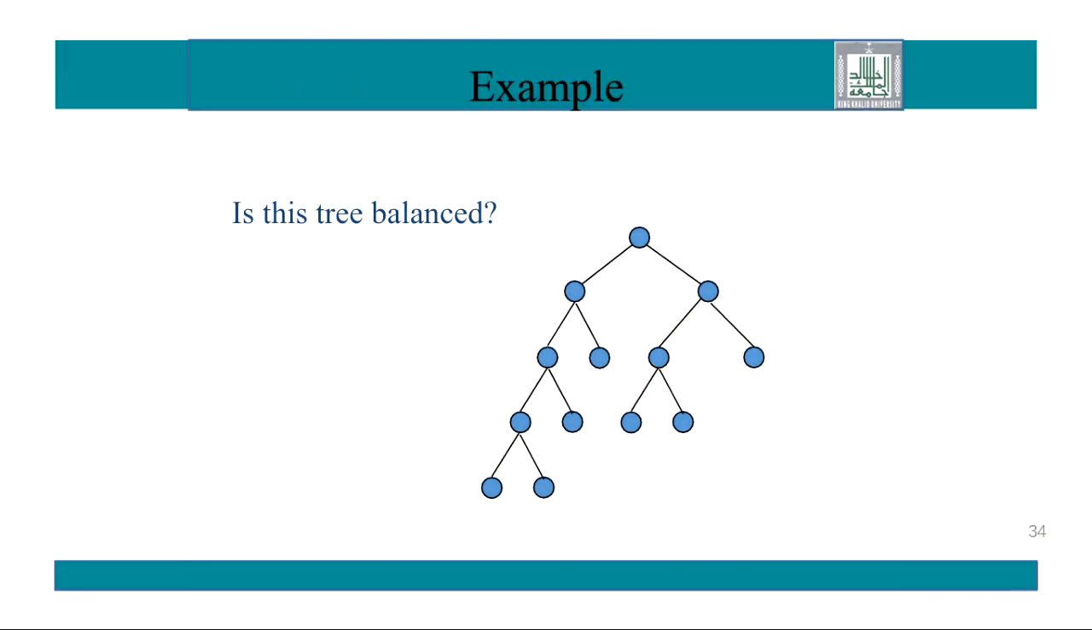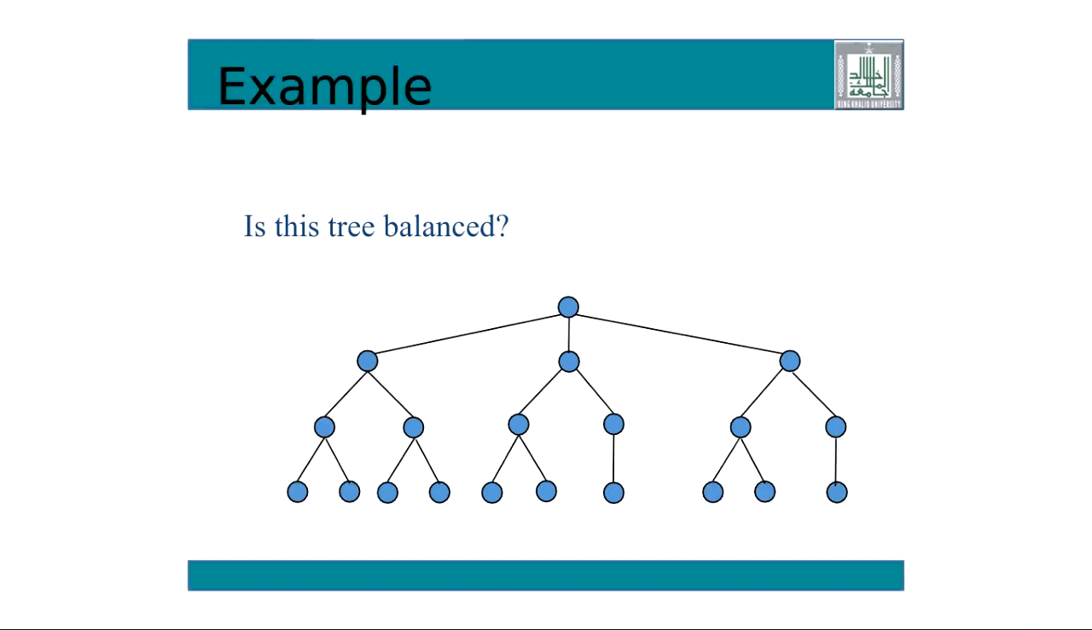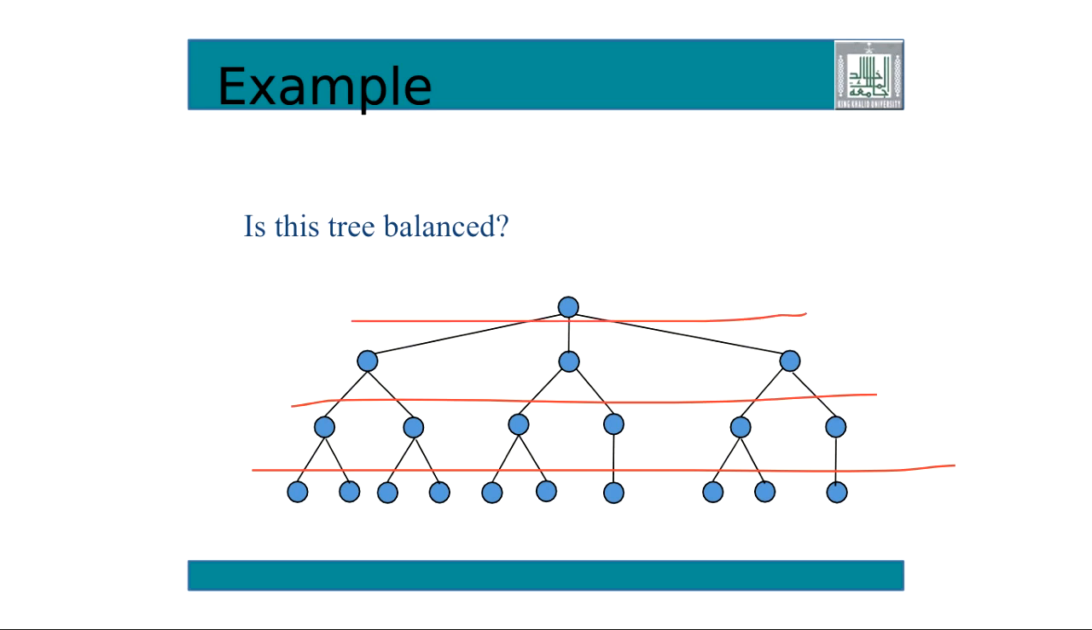Then consider another example. Is this tree balanced? No, not balanced. We can say it is a tree, but the height of this tree is 4, same as that: 1 2 3 4. But the tree is not a complete tree. It is a balanced tree but not a complete tree. Then here, is this tree balanced? Yes, 1 2 3, here 3 levels. The height of the tree is 3 and the tree is balanced.